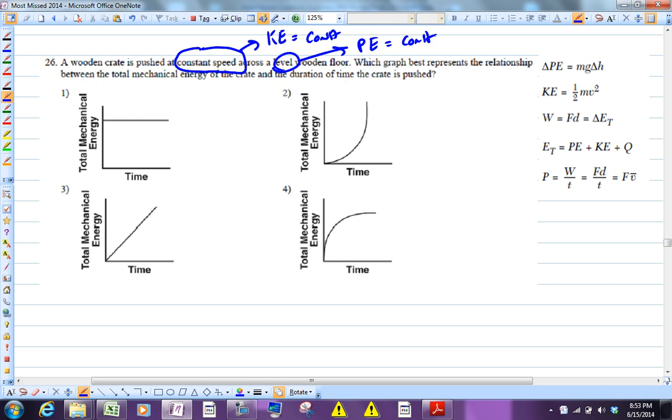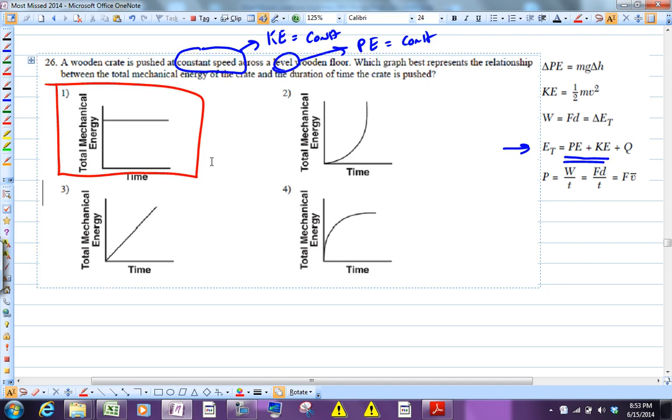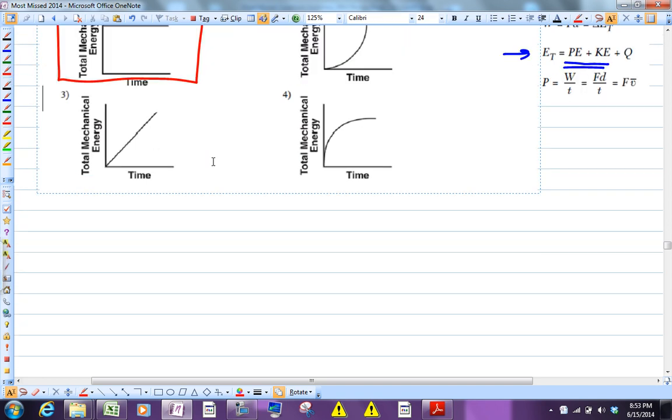But in terms of total mechanical energy, which is the potential plus the kinetic, since it's not going faster and it's not getting higher, it's exactly the same. Graphically, the line that means exactly the same is this, number 1. So 27.